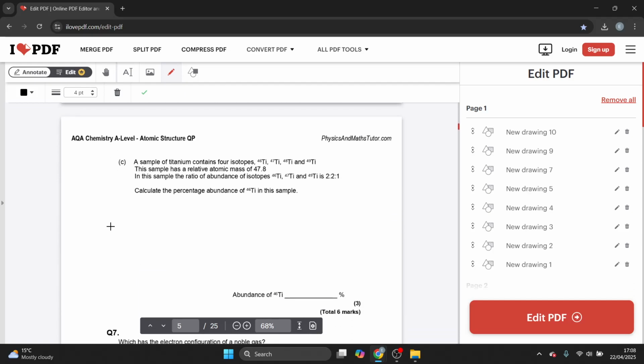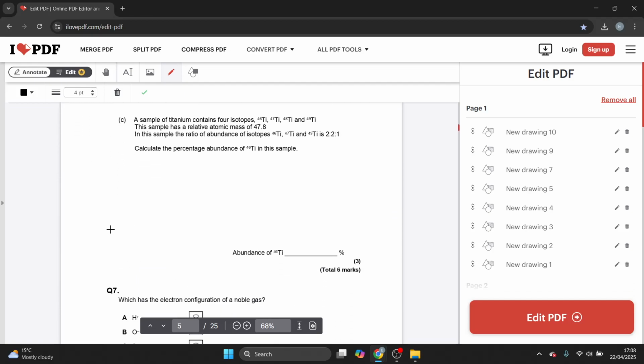Part C, a sample of titanium contains 4 isotopes. The sample has relative atomic mass 47.8. In the sample, the ratio of abundance is this. Calculate the percentage abundance of 46Ti in the sample. Very difficult question if you've not been exposed to this kind of material, this kind of question before.